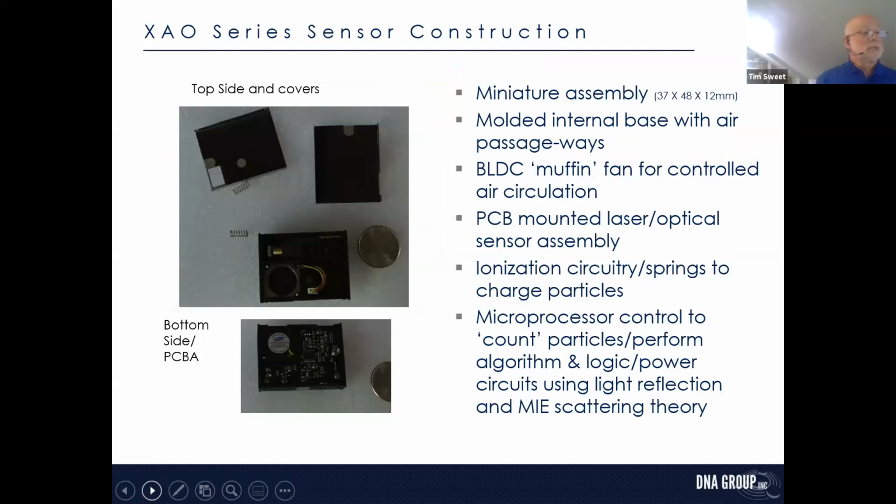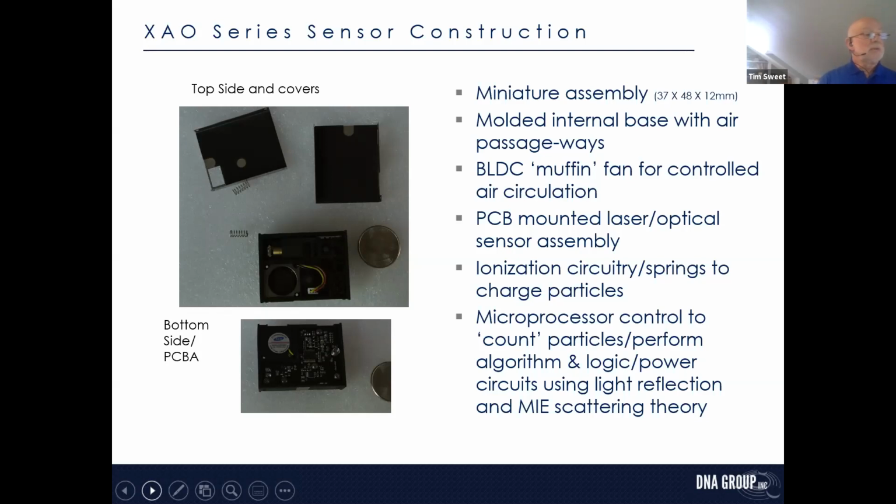Looking at the detailed construction of the sensor device, the packaging of the functional components looks like a miniature jigsaw puzzle. Fitting in the laser, the optical sensor, some ionization coils or springs, looks like a tiny maze.